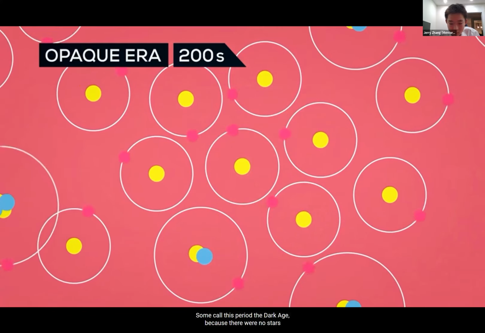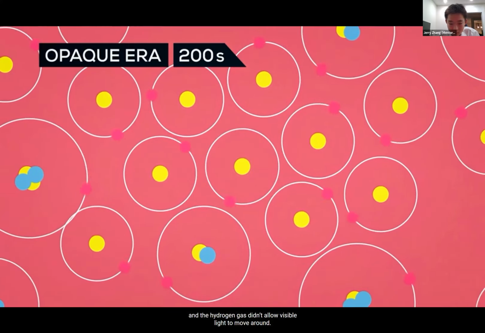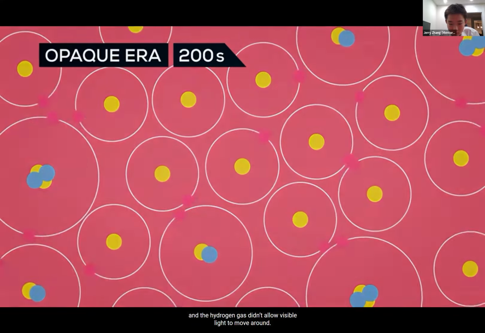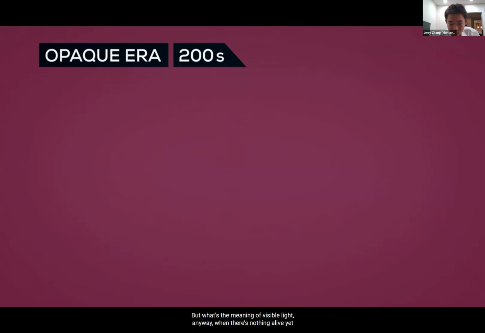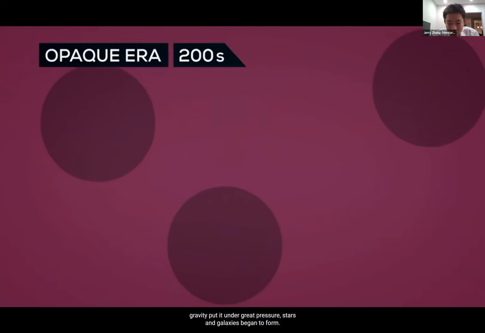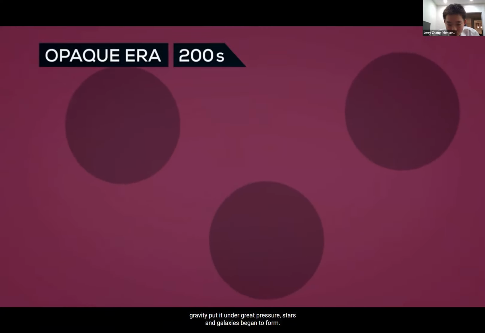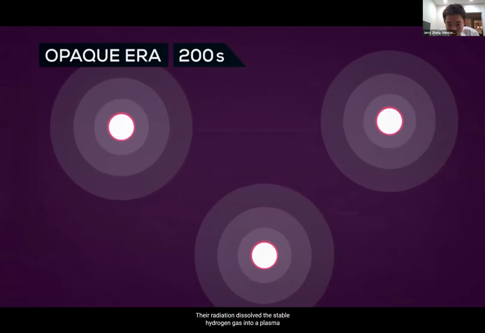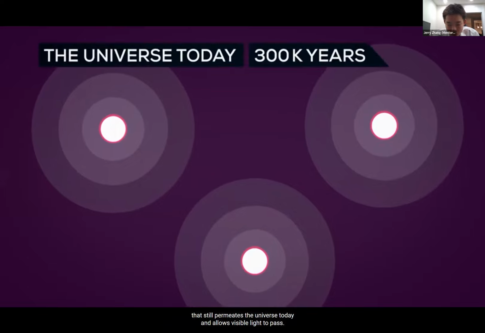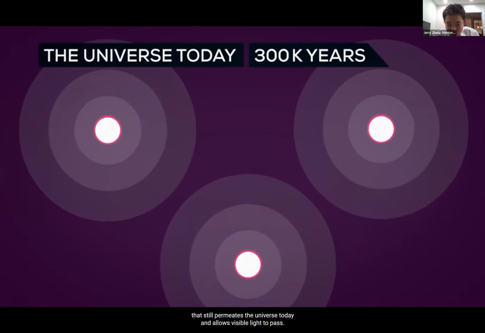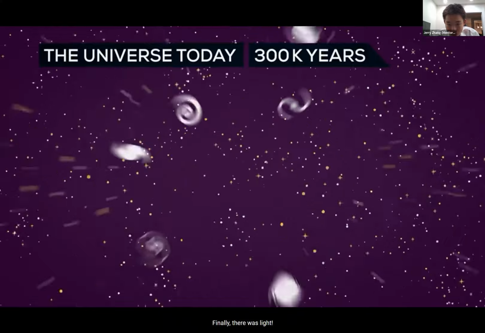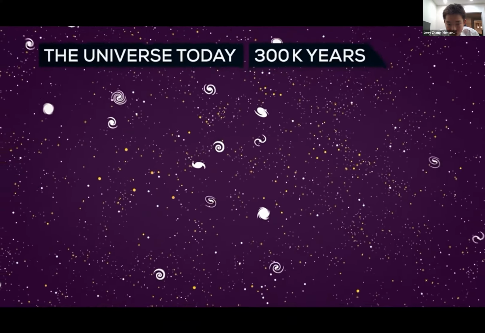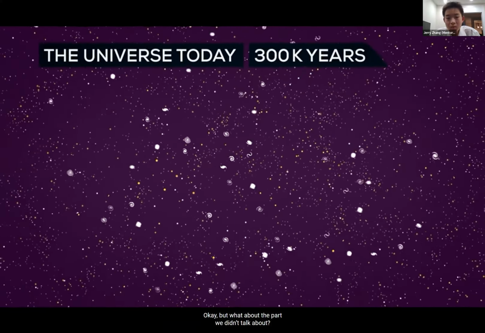Some call this period the Dark Age because there were no stars and the hydrogen gas didn't allow visible light to move around. But what's the meaning of visible light anyway, when there's nothing alive yet that could have eyes? When the hydrogen gas clumped together after millions of years and gravity put it under great pressure, stars and galaxies began to form. Their radiation dissolved the stable hydrogen gas into a plasma that still permeates the universe today and allows visible light to pass. Finally, there was light.